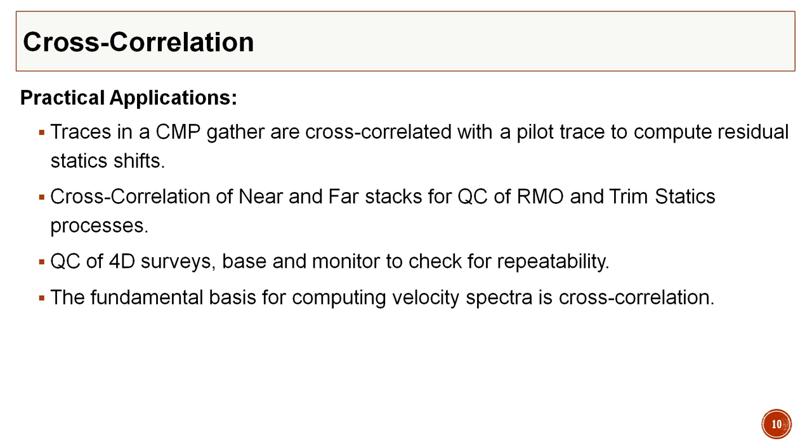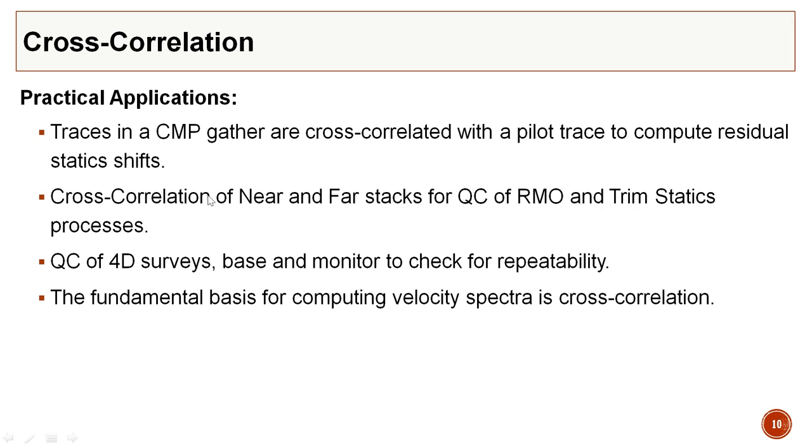Basically, in seismic data processing, there are several instances where we do cross correlation. For example, after migration, the CMP gathers still have some misalignment of the traces on the far offsets or on the mid offsets. This process is known as trim statics, and we cross correlate a pilot trace with these near, mid, and far offset traces and try to compute the residual static shifts. This helps in flattening the gathers.